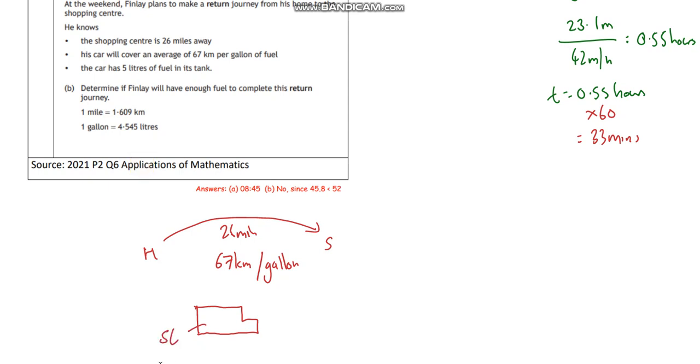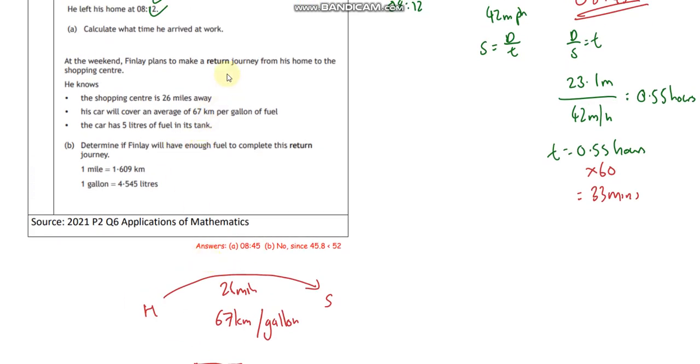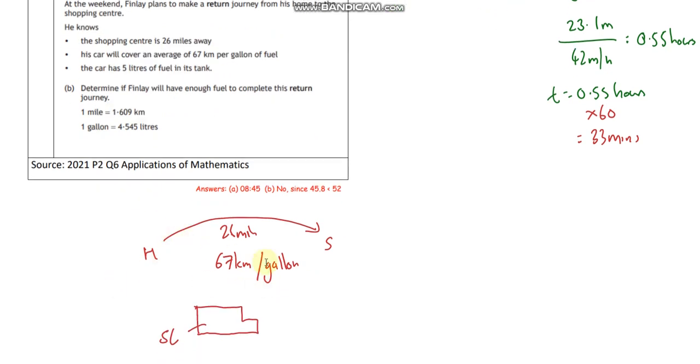Determine if there's enough fuel to complete this return journey. So the word return keeps popping up. So he plans to make a return journey from his home to the shopping centre. So return, he obviously wants to go there and back. Yeah, it's going both ways. Okay. Determine if he's got enough fuel to do it. Okay. So let's have a wee think.